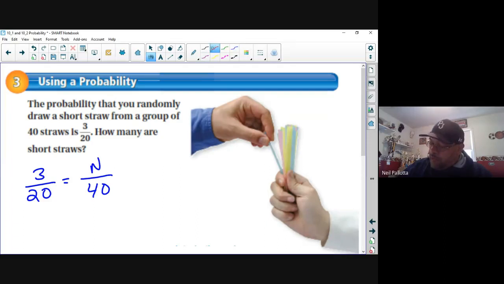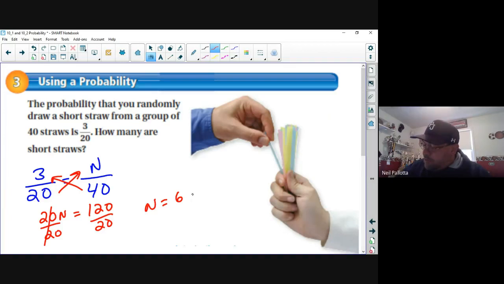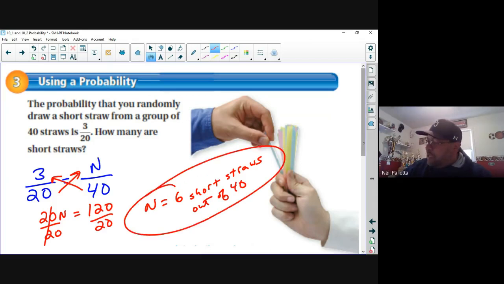We cross multiply and divide, right? So we'd wind up with 20 times n is 20n, right? 3 times 40 is 120, right? And we would divide both sides by 20, and we wind up with n is equal to 6, right? So there'd be 6 short straws, right? Out of 40. Okay?